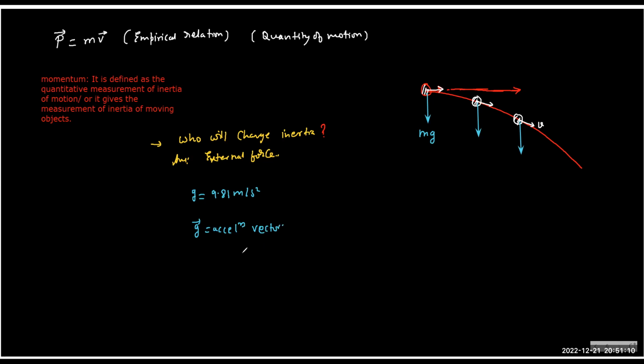So when I write only G, it's a value, but when I write a G vector, it's an acceleration vector. So mg is the value of gravitational force. And it is acting all the time, and that is why this is responsible for change of momentum. So who changes the momentum? The answer is force. Which force? External force. And that eventually became Newton's second law.